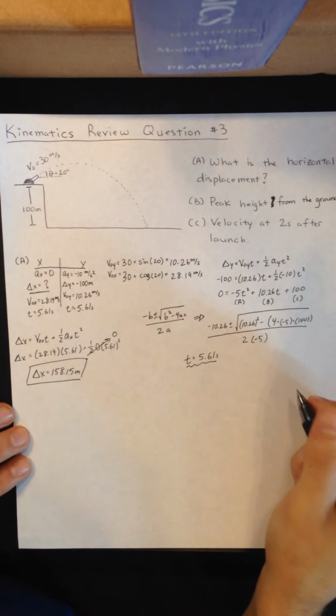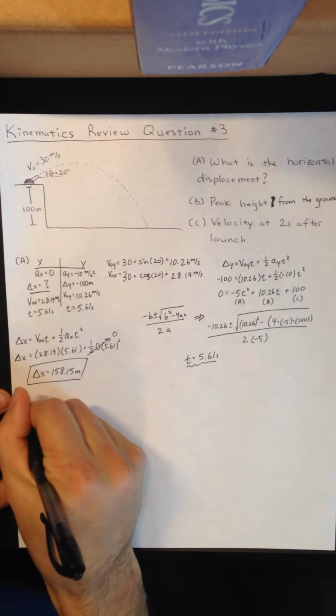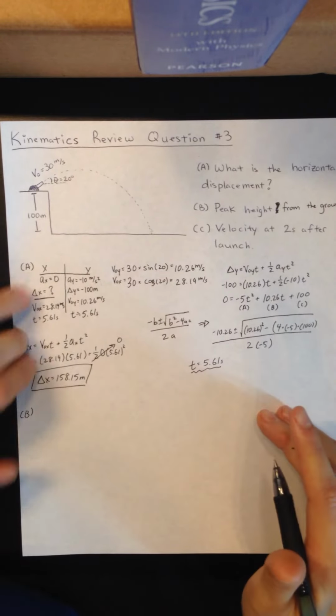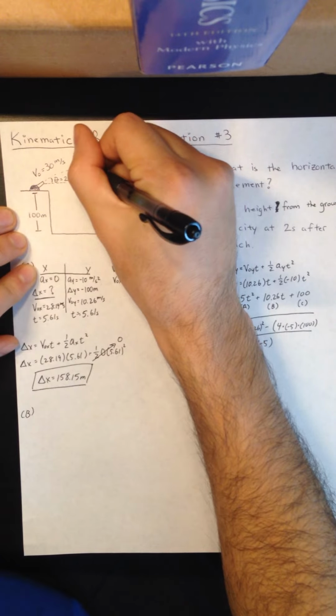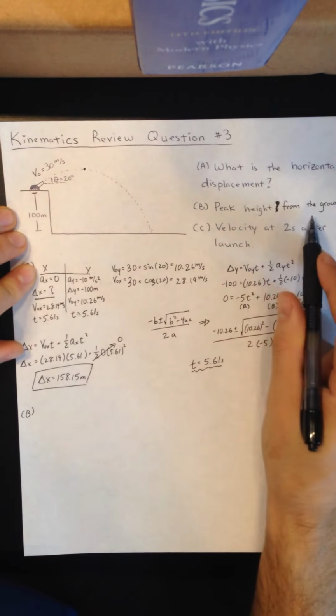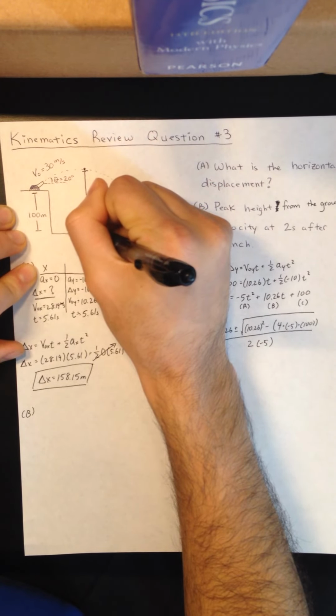Alright, so that's part A. Let's go on to part B. Part B is asking for the peak height over here. What that means is the highest point. So right here, the highest point, and what we want to calculate is how high that highest point is from the ground, all the way from here to here.